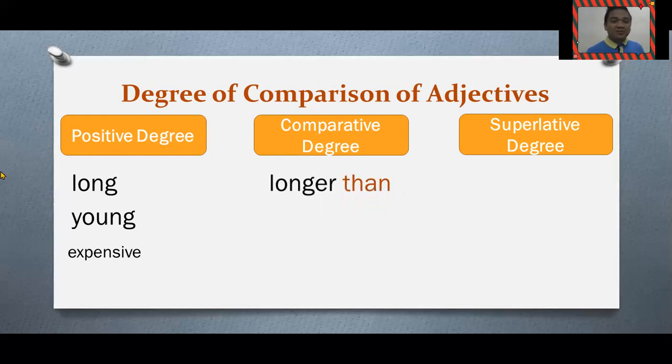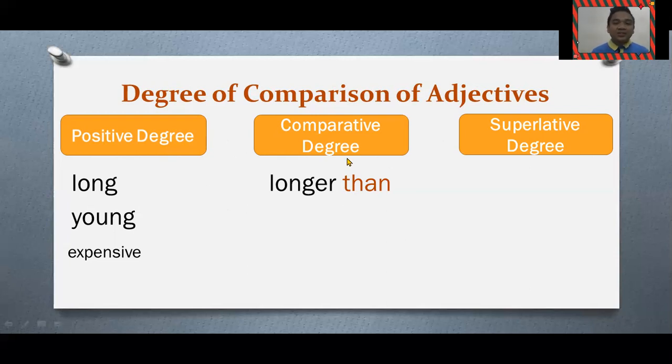So long, the comparative of long is longer than. Take note, longer than. Now, what does it mean comparative? When we say comparative, you are comparing two nouns, not three, but two. Again, comparative degree compares two nouns. Now, take a look here. How can we formulate comparative degree?